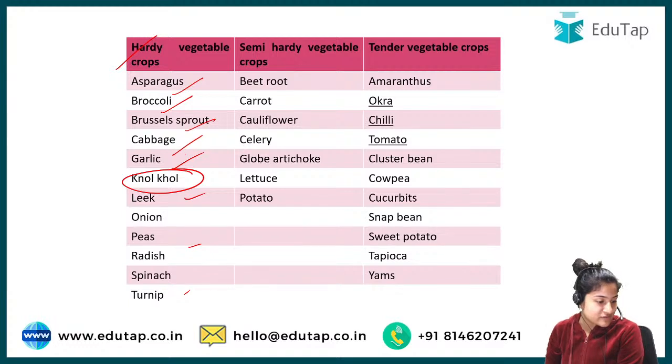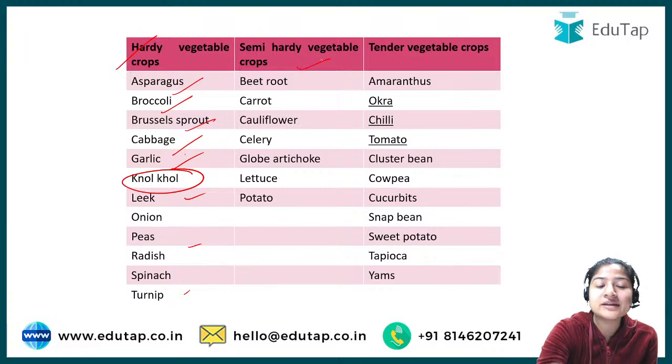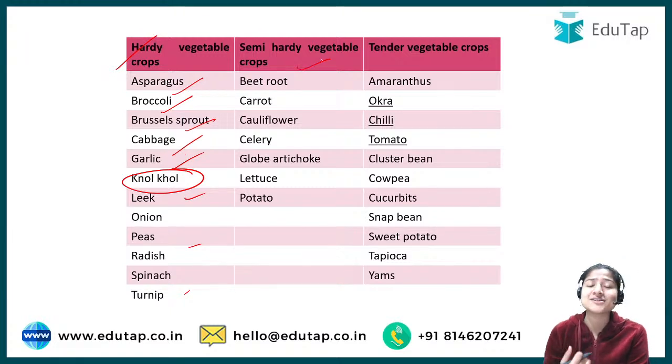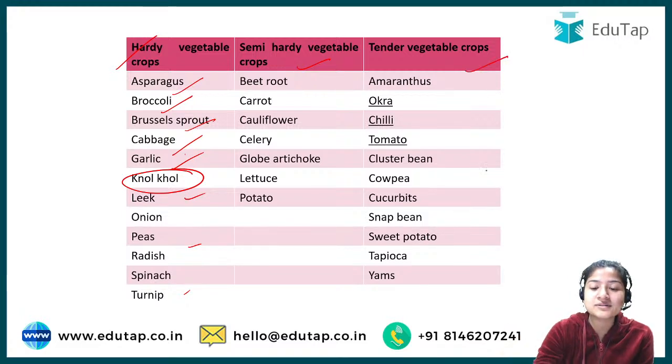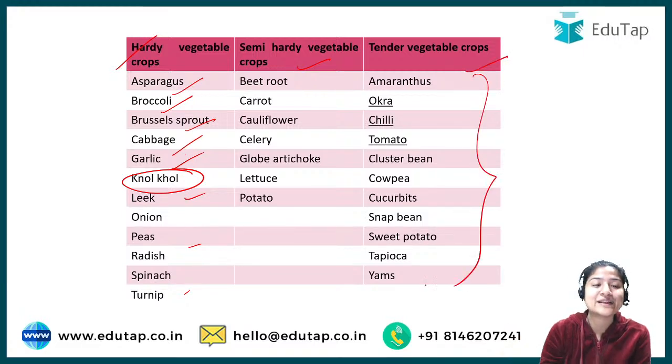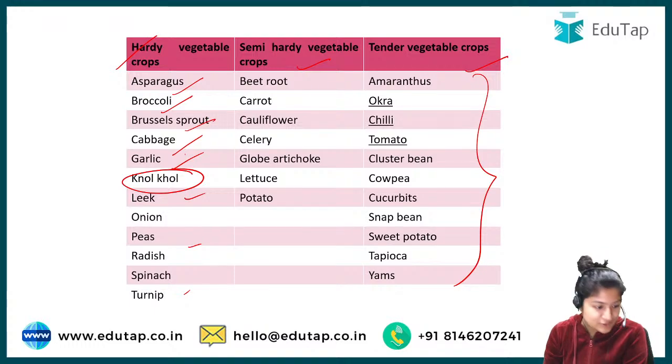And yes, Biswanath said the correct answer, and Afad also said the correct answer. Then we have semi-hardy, which means they can withstand harsh conditions up to a certain time. And then tender vegetable crops, which you can look at here, means they cannot withstand such harsh conditions. Anuranjan also said the correct answer. Very good.